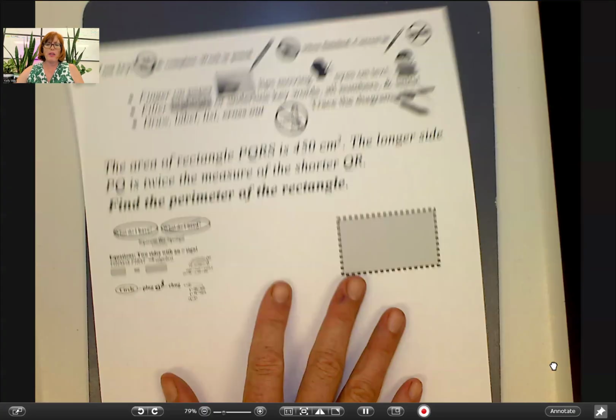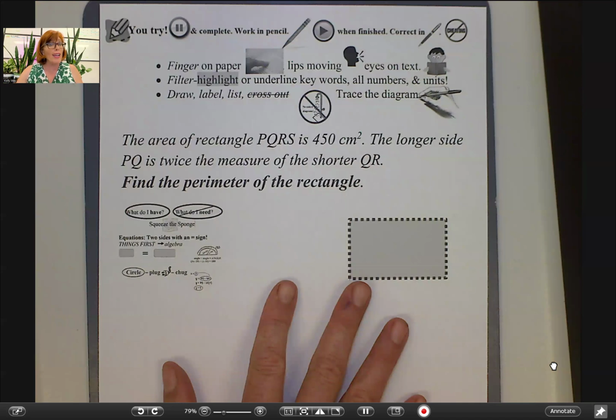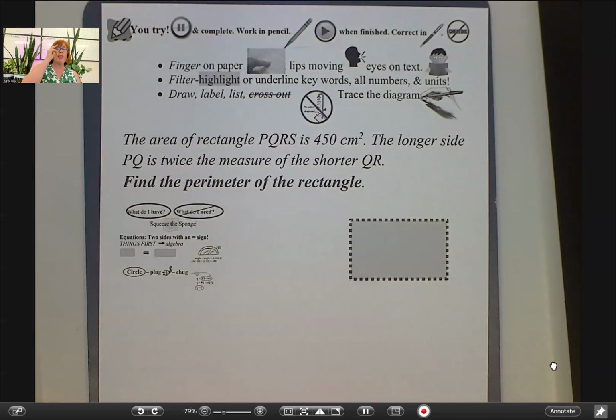Ready? This page. You're going to try it on your own, following that same process, reading with 3 body parts, 3 times. Okay, ready? And pause.